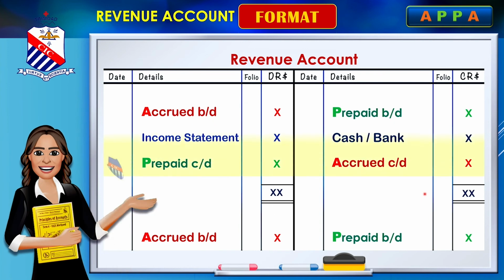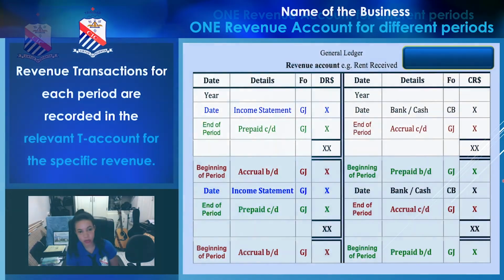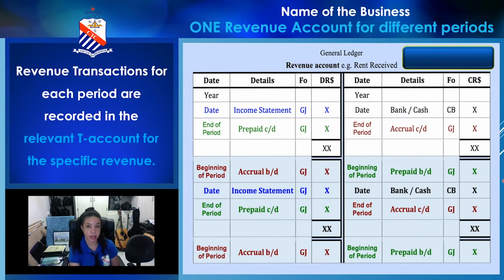And this would be your APPA, with cash and bank on this side and income statement on that side. Of course, there is one revenue account for all the periods, just like with the expense, but instead of the revenue account being PAAP, remember we switched it, and therefore it is APPA.